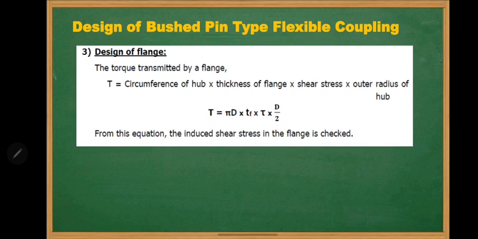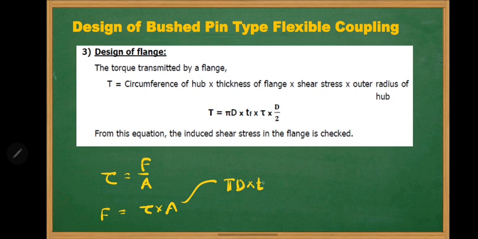Next is design of flange. The flange is designed at the point where the hub and flange are in contact with each other. That is the failure area where we have to design. That failure area is calculated by using the equation tau is equal to force upon area. So from this equation, force will be tau multiplied by area. This area is nothing but the circumference multiplied by the thickness of the flange. So what is the circumference of the circle? It is pi d, where d is nothing but capital D.